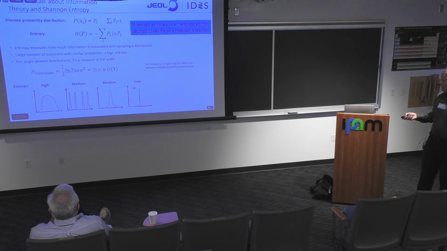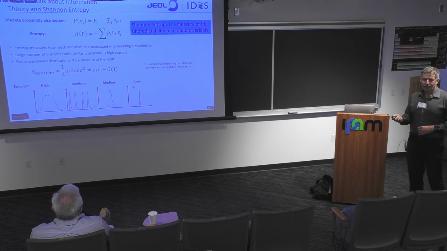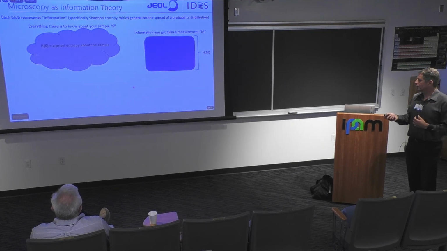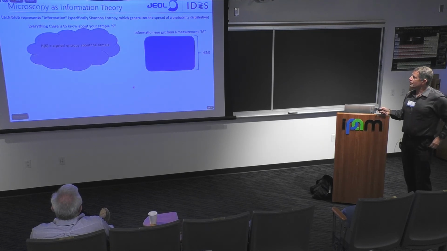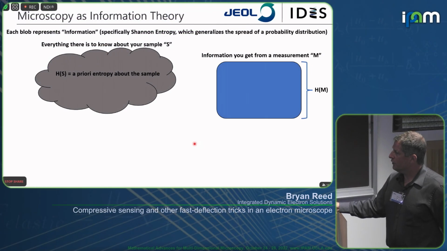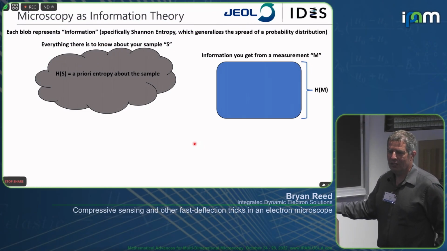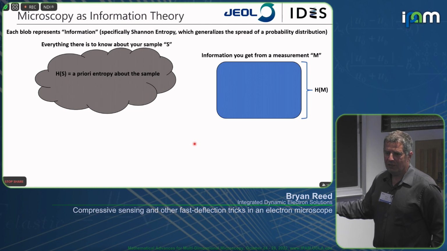And a really narrow peak has low entropy. So it sort of generalizes the concept of a width of the distribution in a way that is independent of any ordering of the data. It's just the ensemble of probabilities. I'm ignoring a difference between entropy and differential entropies for people who are familiar with the theory. There's an important technical distinction, but I'm not going to get into it in this talk. So I think of microscopy as information theory, right? There's stuff you want to learn, and there's information you can get, and what is the best way to do that?